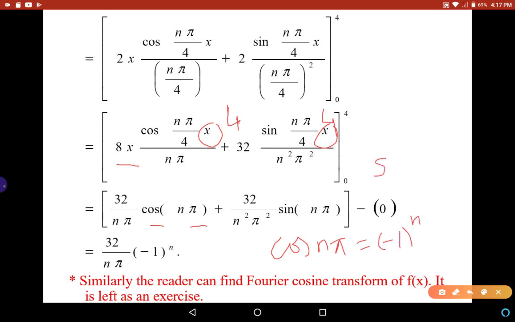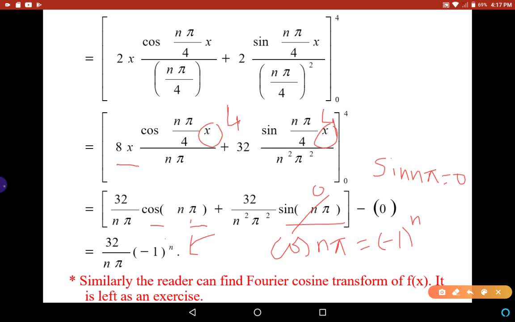And sin nπ is 0. Therefore, this is 0 and this is (-1)^n. Therefore, we got 32/(nπ) into (-1)^n. This is Fourier sine transform of the given function in the interval 0, 4.